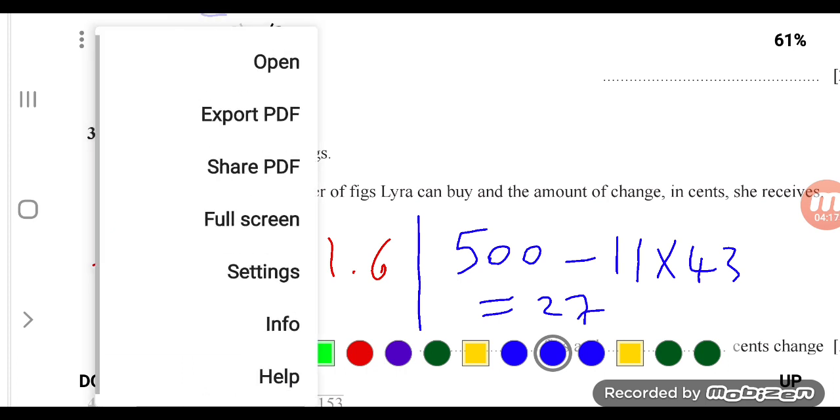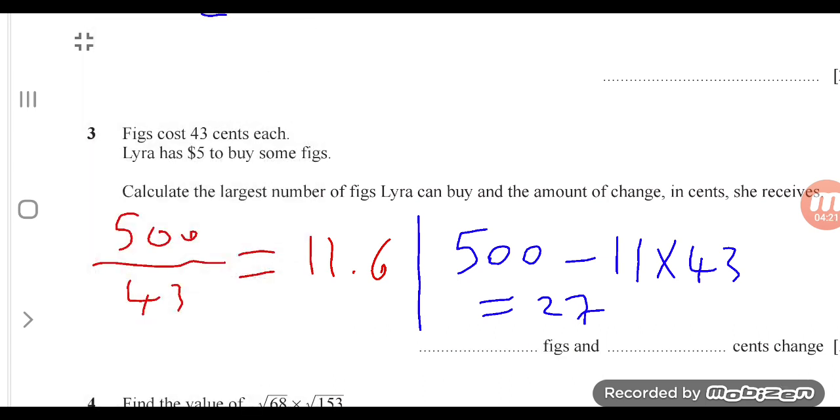Now here you have to write how many figs she will buy. She will buy 11. So here you have 11, and the change she will receive is 27. And that's it. Now let's continue.